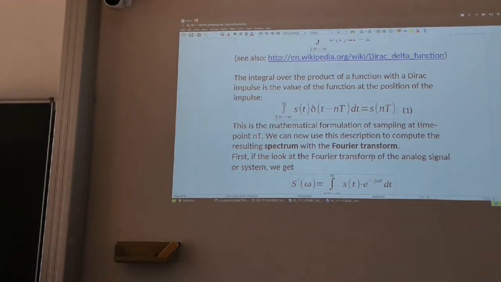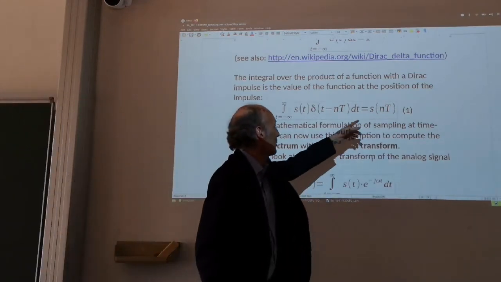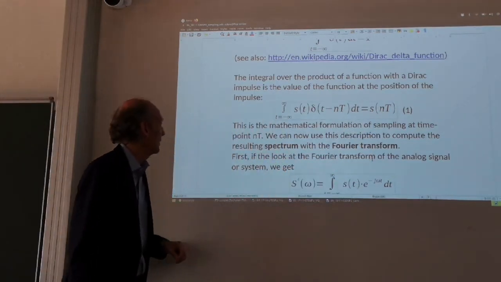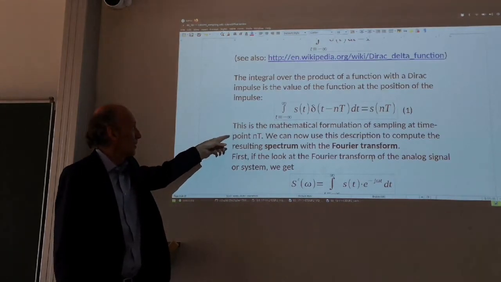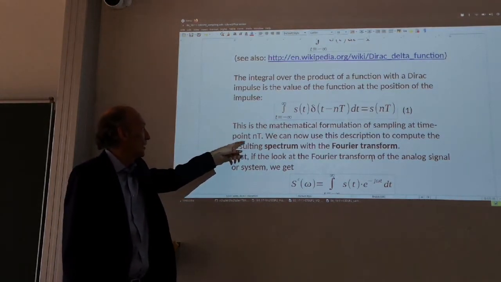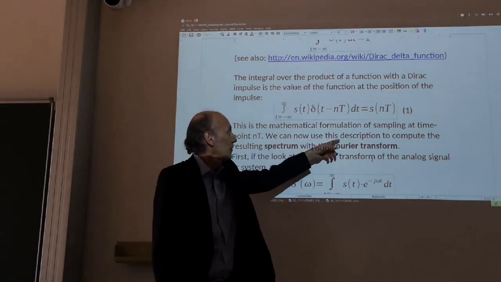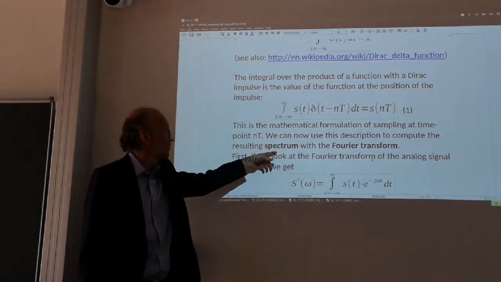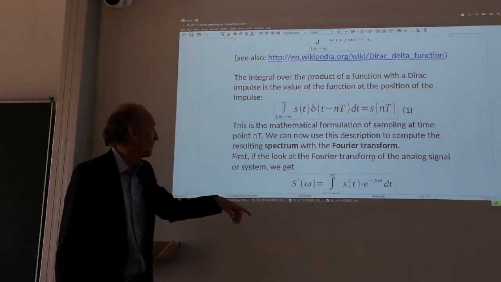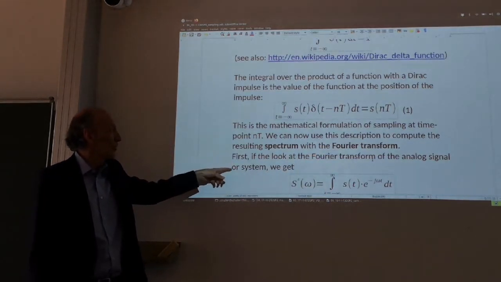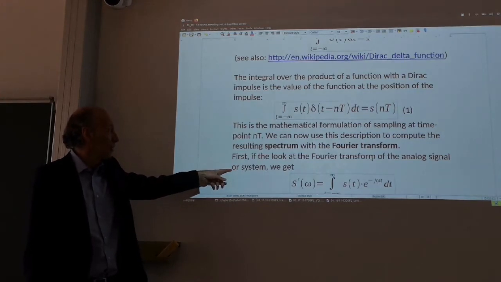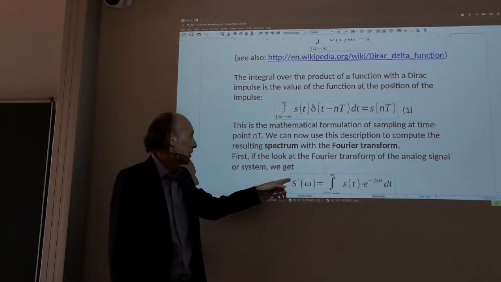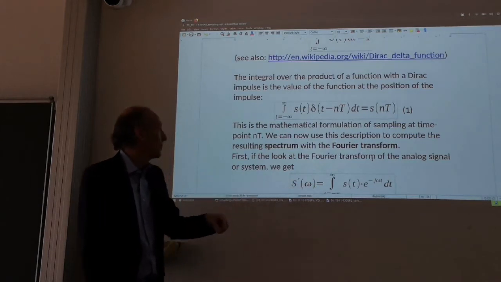In reality, it's a little different. You have basically a gate which closes quickly, and then you have a value between it. But that's basically what this formula is doing. Yeah, so we have the sampling at point nT, and we can now use this description to compute the resulting spectrum with the Fourier transform. First, we look at the Fourier transform of the analog signal. This is what we get.